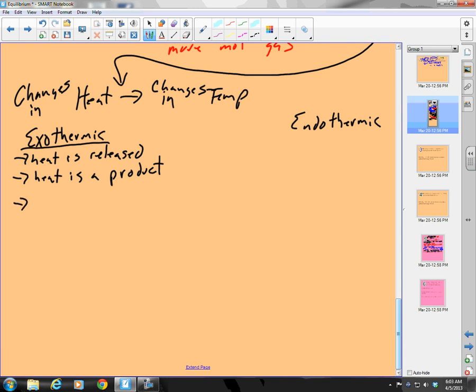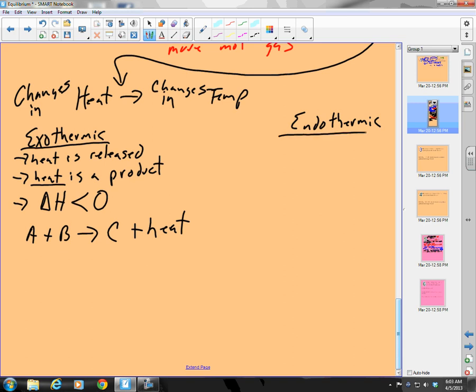Now, how do we know something is exothermic? They say it's exothermic, or the delta H is less than 0. So when we see a delta H equaling a negative number, it's exothermic. For us, that means heat is a product. And so you would have A plus B going to C, and you'd write down, at least in your head, plus heat.